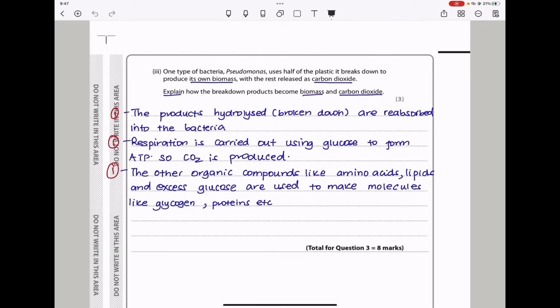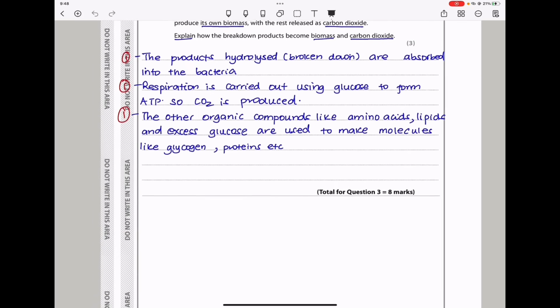Here they say, one type of bacteria, Pseudomonas, uses half of the plastic it breaks down to produce its own biomass, the rest released as carbon dioxide. Explain how the breakdown products become biomass and carbon dioxide. So here the hydrolyzed products are going to be absorbed into the bacteria, and then respiration is going to be carried out where glucose is going to be used to produce ATP, and this process leads to CO2 production. So the other organic compounds like amino acids, lipids, and excess glucose are used to make molecules like glycogen as well as proteins that are used to make the biomass form inside the bacterium. So this brings us to the end of question 3.